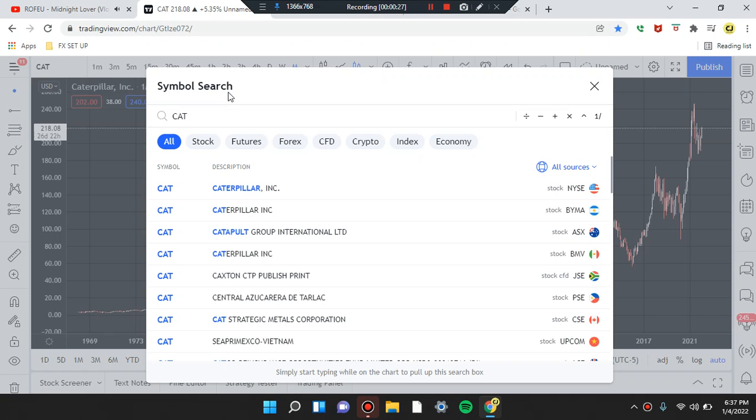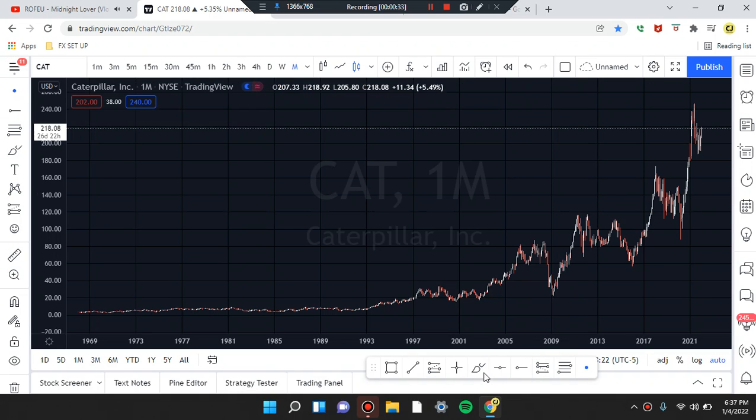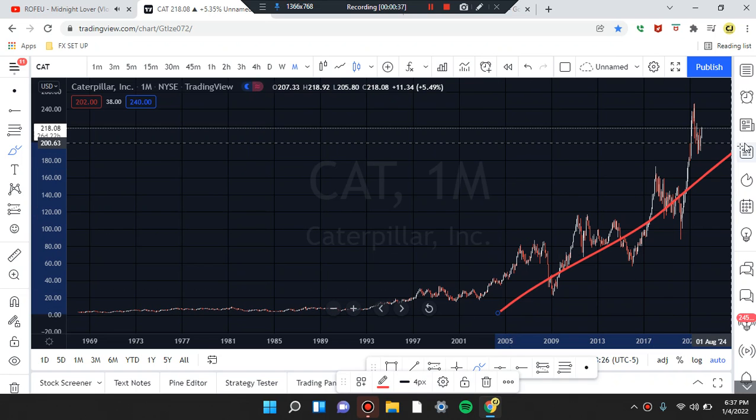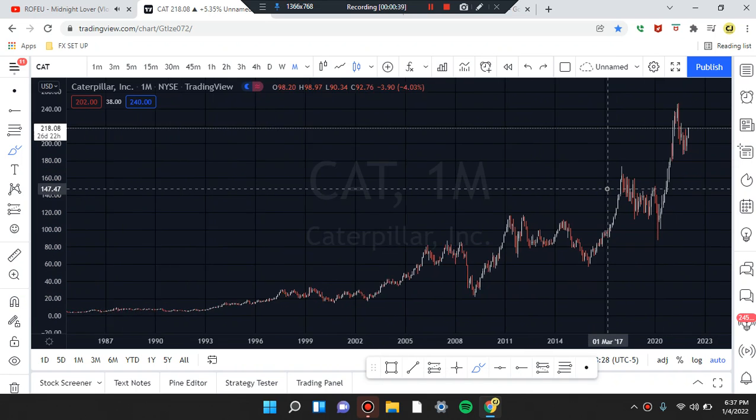Hey guys, we are marking up CAT. Take a look at what's going on in the market. We're gonna head over to price second in a moment. We can clearly see price is in an uptrend.